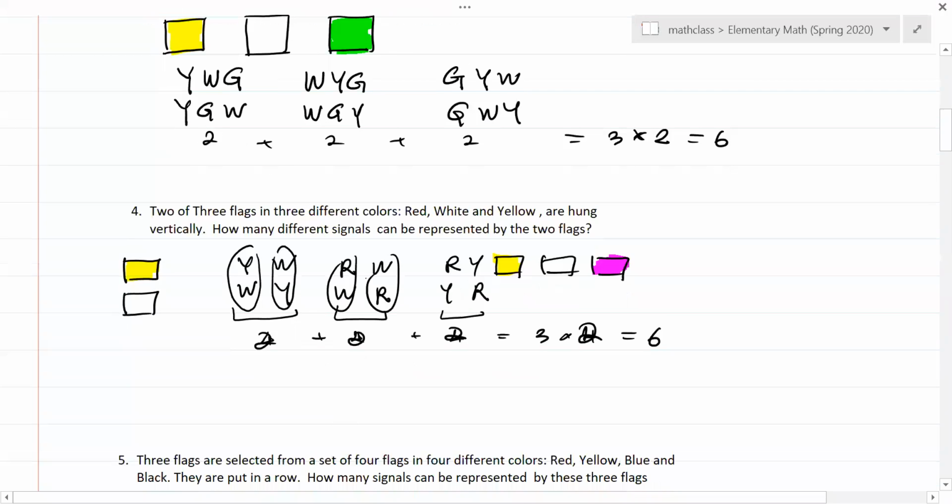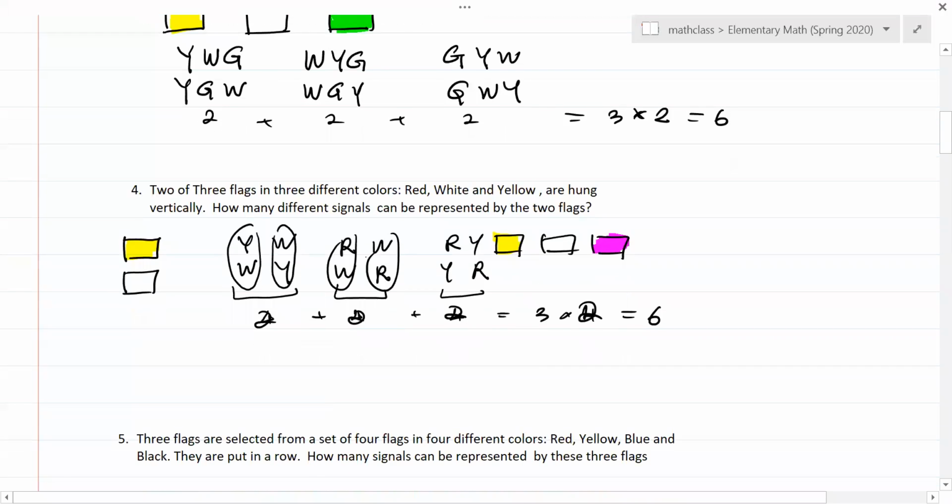Okay. Yeah. So the signal, represented by 2 vertical flags, right? How many different signals you can get in the first group, right? 2 signals. So a total of 3 2s. Okay. RWWR is different, because the order is different.